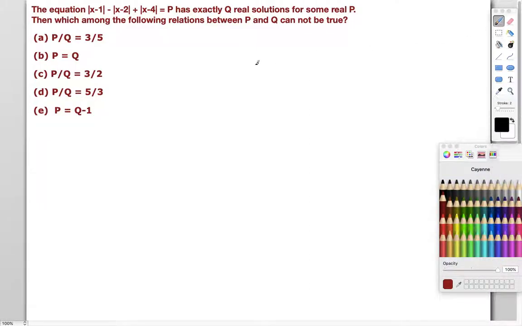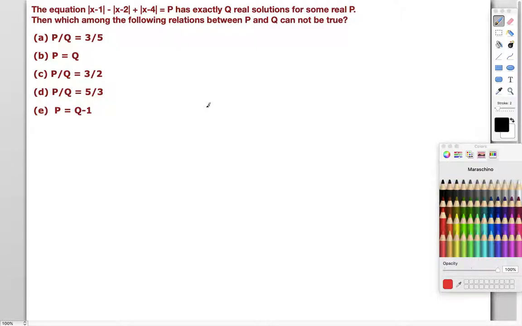So here the question is: the equation |x − 1| − |x − 2| + |x − 4| = p has exactly q real solutions. So the total number of solutions is q for different values of p. The best way to solve such a question is with the help of a graph.